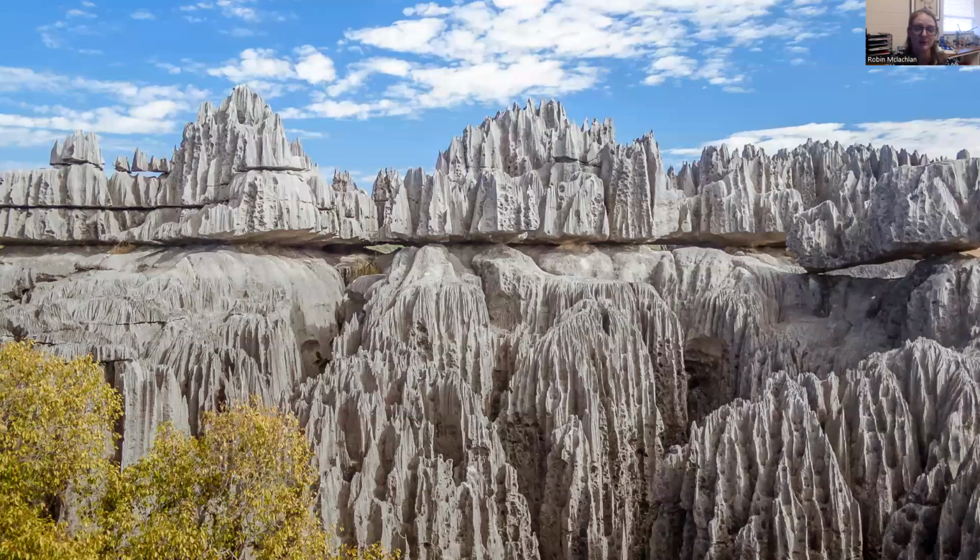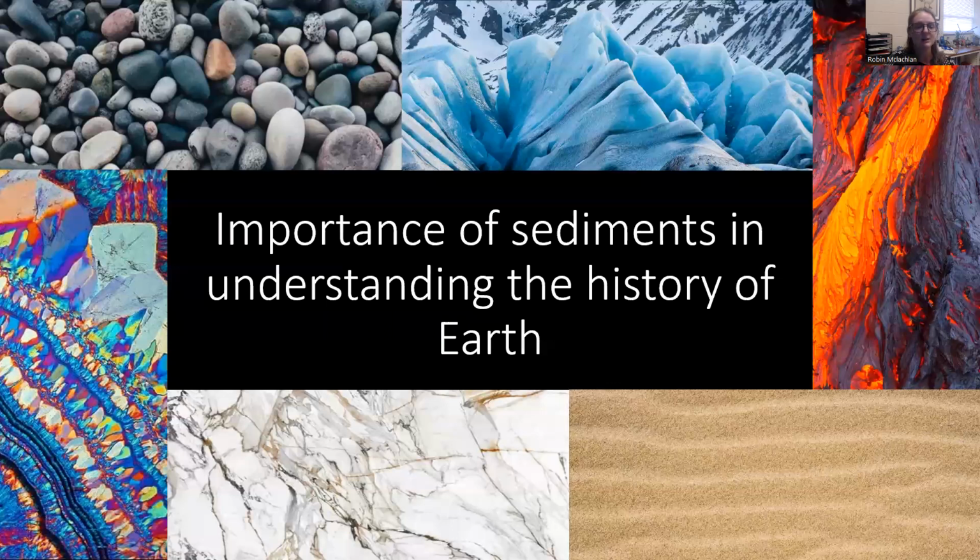And not only do they preserve evidence of how this area was created, the temperature, the sea level, the atmospheric chemistry, things like that that were present at the time of the formation of the sediment, it also shows the history of erosion, right? The weathering processes. How did the environment change after the sedimentary rock was created? That is also preserved here in this beautiful erosional weathering feature. All right, so let's talk about the importance of sediments in understanding the history of the Earth.